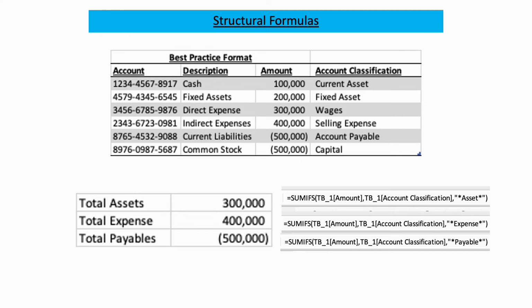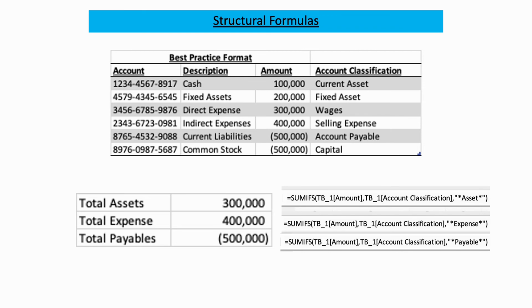classification that I need to add up. So I want to add all the assets, whether they are current assets or fixed assets, into one line. I'm saying in my formula to do a sum in the amount column and then look in the account classification column, and anything that says asset in the name, give me a sum of all those numbers.